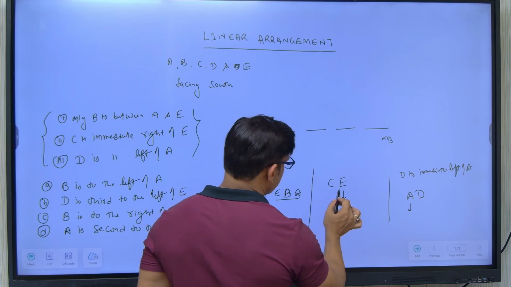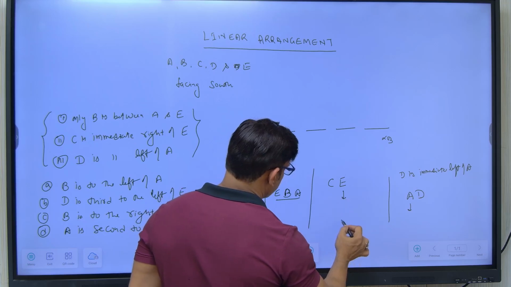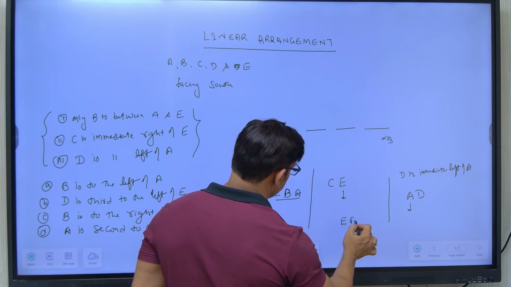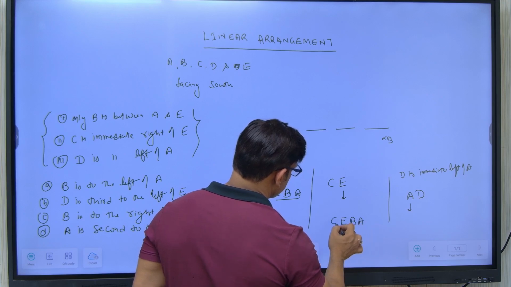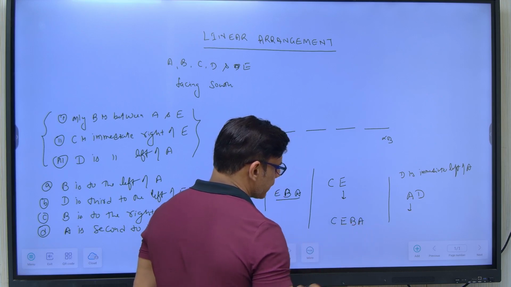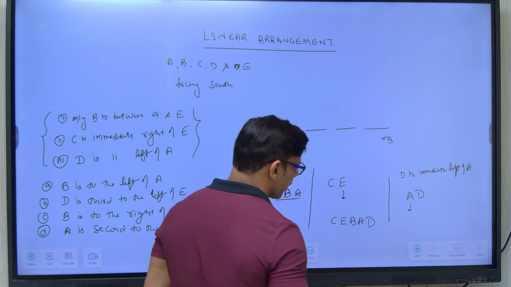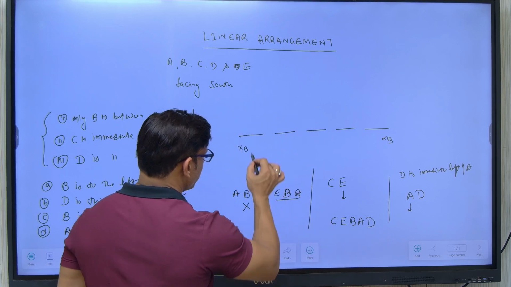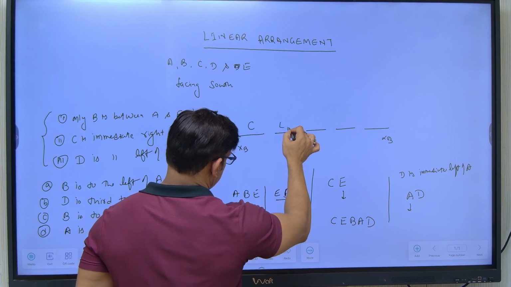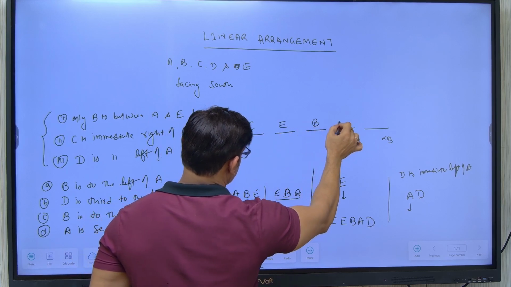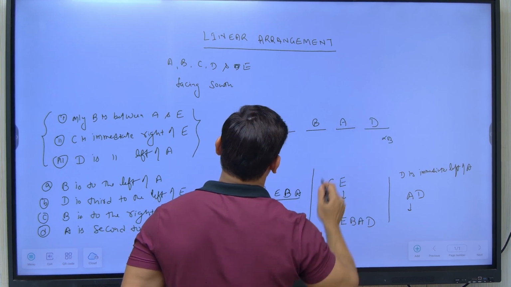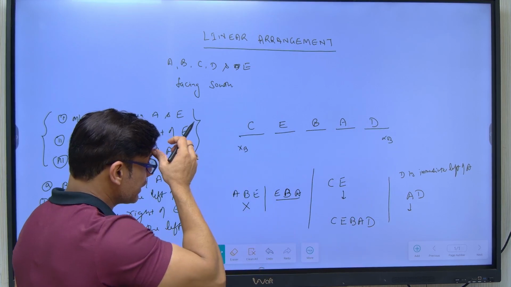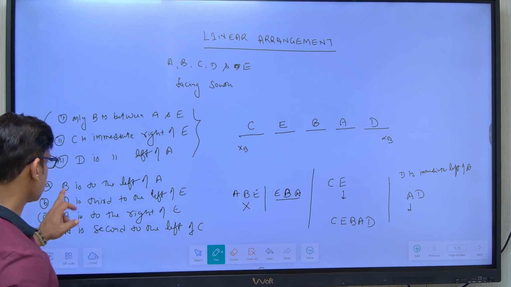So if I take this and this and combine, this will be E, this will be B, this will be A, and C is here, and D is here. So if you fill this, it is C, E, B, A, and D. All conditions satisfied. Now which of the options is correct?